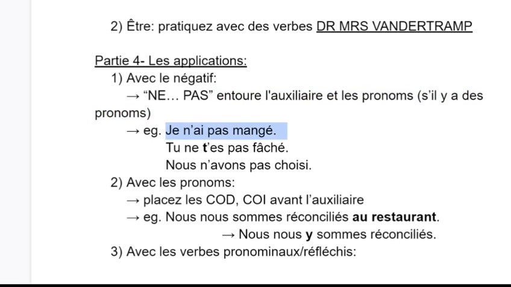So for example, je n'ai pas mangé. The ne pas, in this case, it's an apostrophe because of the A for the auxiliary, but the ne pas goes around the auxiliary. And because there are no pronouns, and we talked about pronouns in our last 2 lessons, it's totally fine. We ignore that part. So it's je n'ai pas mangé. Tu ne t'es pas fâché. Here, we have the ne pas going around the auxiliary, which is es. And in this case, there is also a reflexive verb. And here it's nous n'avons pas choisi. So in this case, we also have the ne pas surrounding the auxiliary.